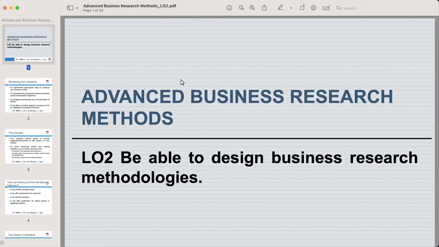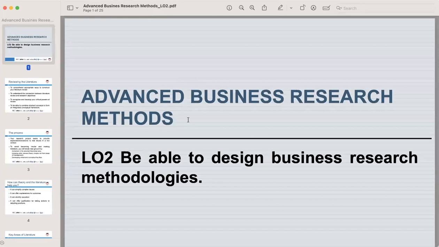Designing business research methodologies involves careful consideration of the research objective, selection of an appropriate research approach, and the development of research instruments. Implementing the research plan, analyzing the data, and drawing meaningful conclusions are vital for ensuring the success of the research. So by following these steps, organizations can make well-informed decisions and drive positive change.